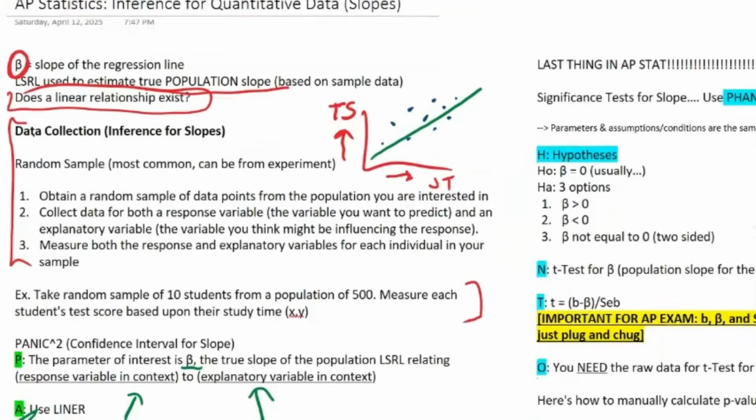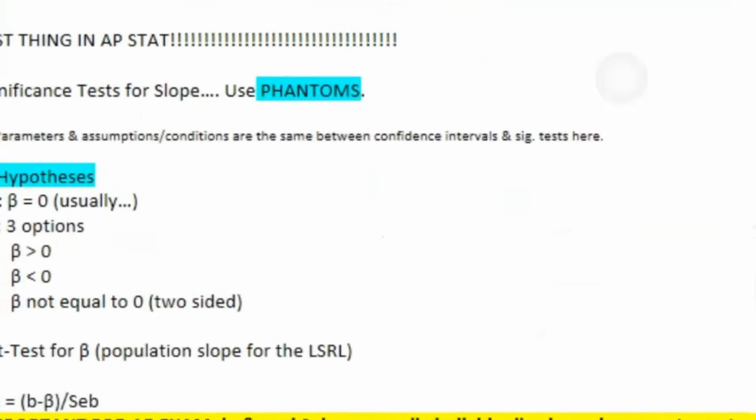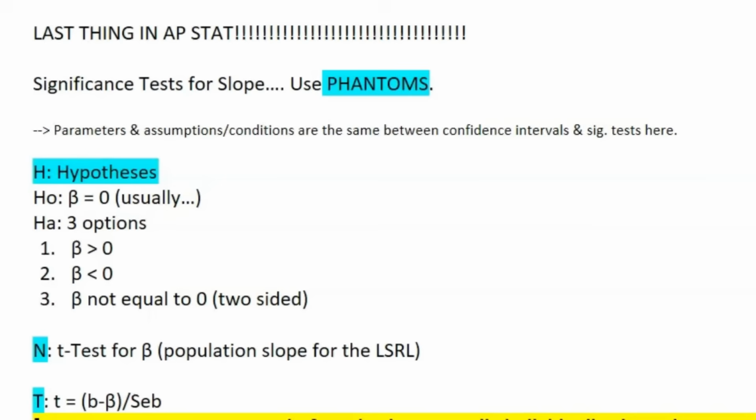All right, let's move on to the last thing in AP Statistics. It's a significance test for slopes, and we're going to be using PHANTOMS, just like before, okay? Your parameters and your assumptions and conditions are the exact same as your confidence interval. So if you need to refresh on that, just go back in the video.